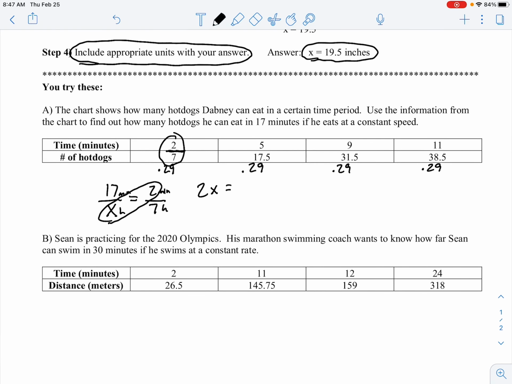2 times x is going to give us 2x equals 17 times 7, 119. Just a one-step equation from here. So to undo this multiply, I divide by 2, and x is going to equal 119 divided by 2, which is 59.5. So it looks like in 17 minutes, this person could eat 59.5 hot dogs. Don't forget your label.